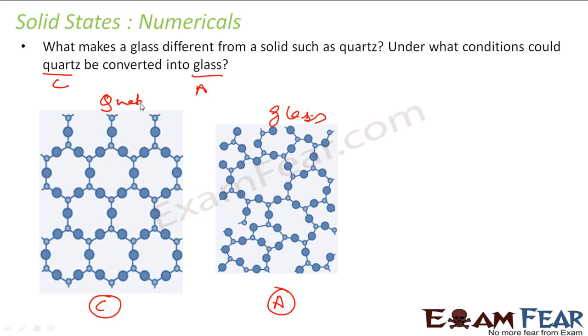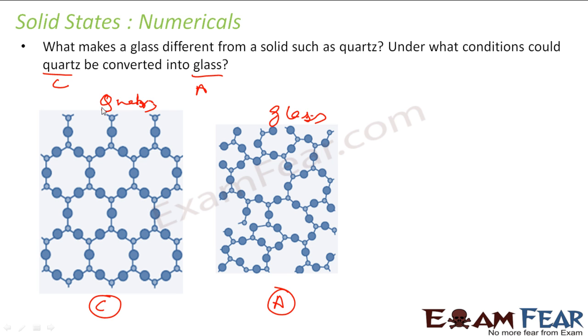So the difference is pretty obvious. We can see the arrangement. In quartz it is crystalline, it's properly arranged, it's a long range order arrangement. The glass is not arranged properly, the constituent particles are not arranged properly. Glass is a super cooled liquid, it's amorphous. It has short range order, correct? But quartz has a long range order.